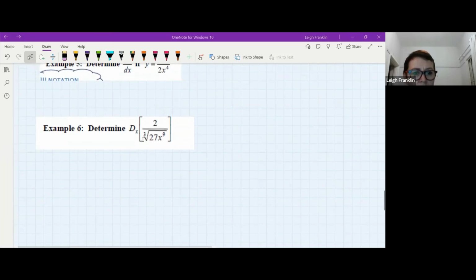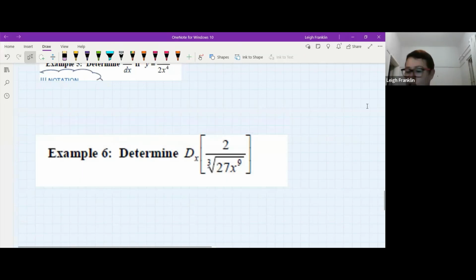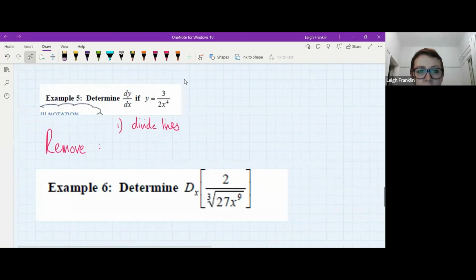Okay, so let's have a look at something like that. When we are differentiating, we have to remove, number 1, divide lines. It's okay if the number's in the denominator, but we don't want the variable in the denominator. So when I say remove divide lines, I mean in other words, 3 over 2x to the power of -4, we've got to remove divide lines. The divide can be here, but the variable's got to be in the numerator.